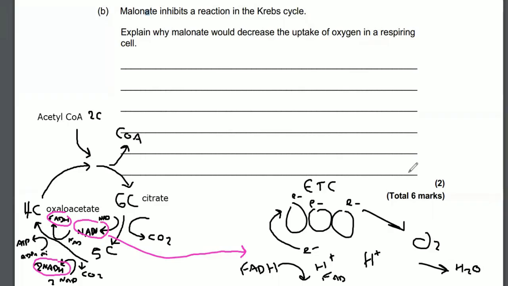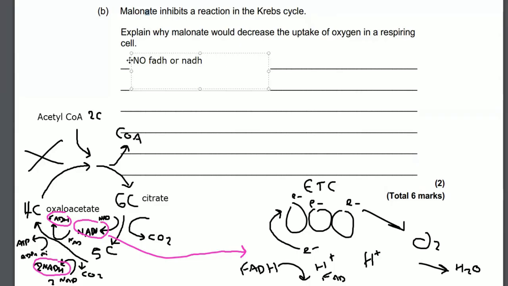So the key for this question is that if you break the Krebs cycle over here, then we have no NADH, or you can say less NADH, less FADH, which means less electrons to the electron transport chain. There's no need for oxygen as the final electron acceptor, and so you will have a reduced uptake of oxygen. You can use the word no, so I'm going to say no FADH or NADH. Make sure you write in capitals for those. I wouldn't get marks for what I've done there.